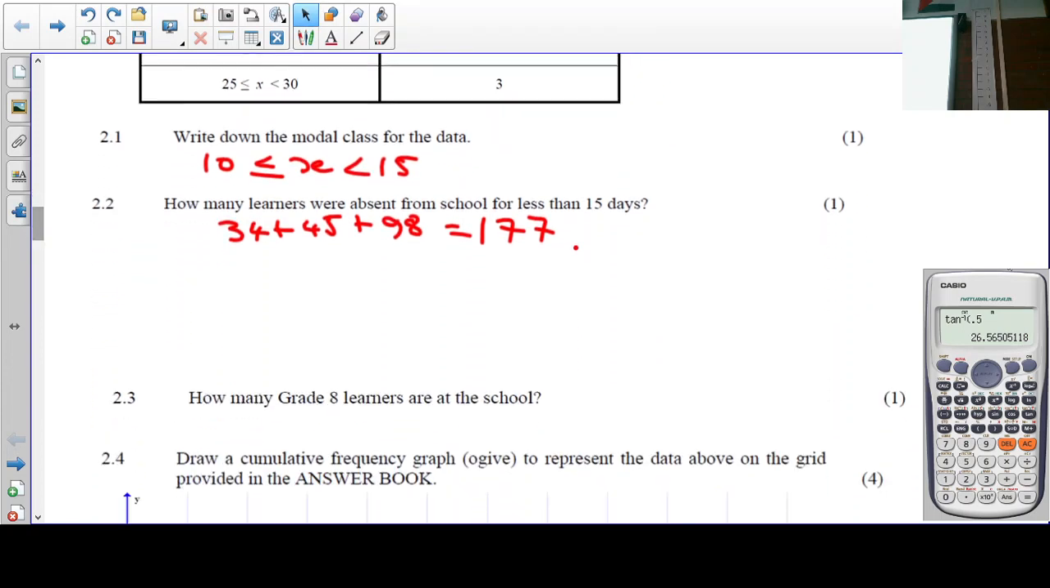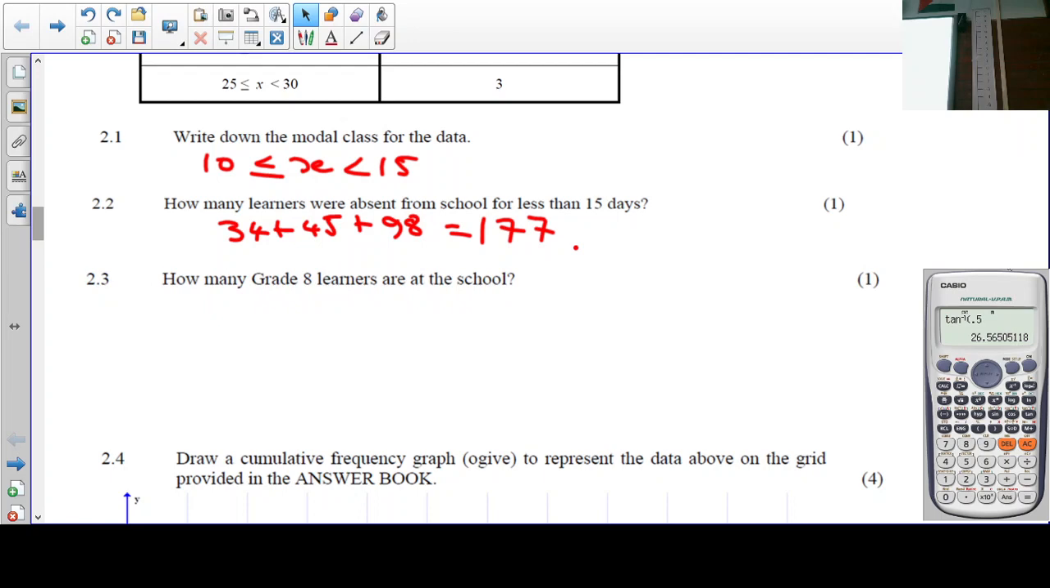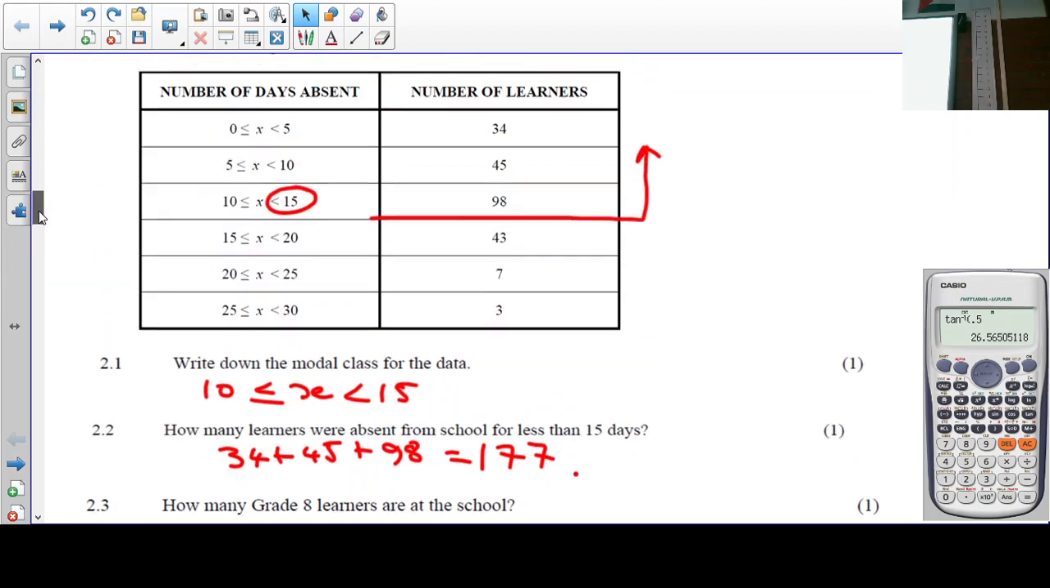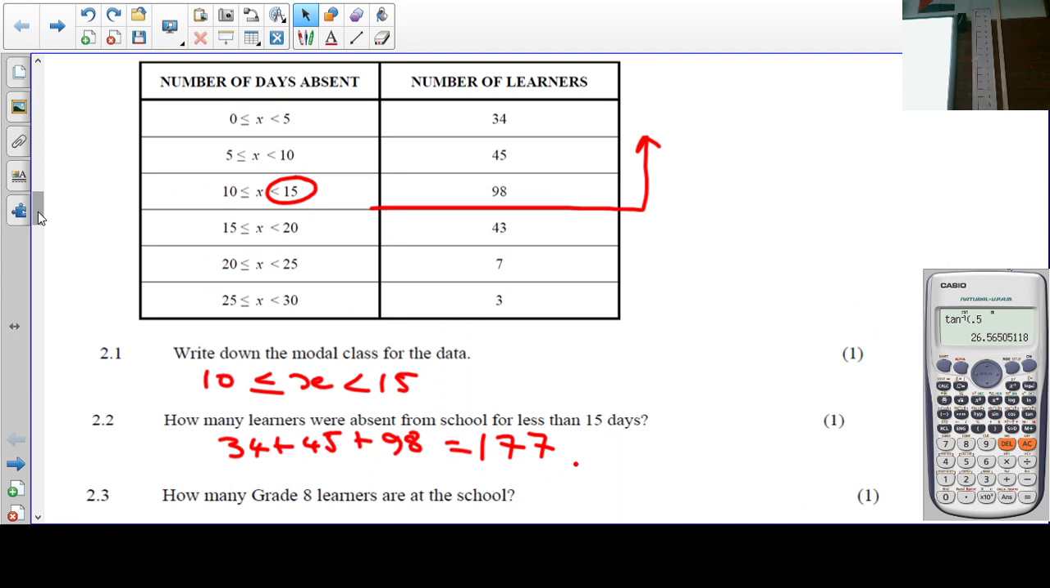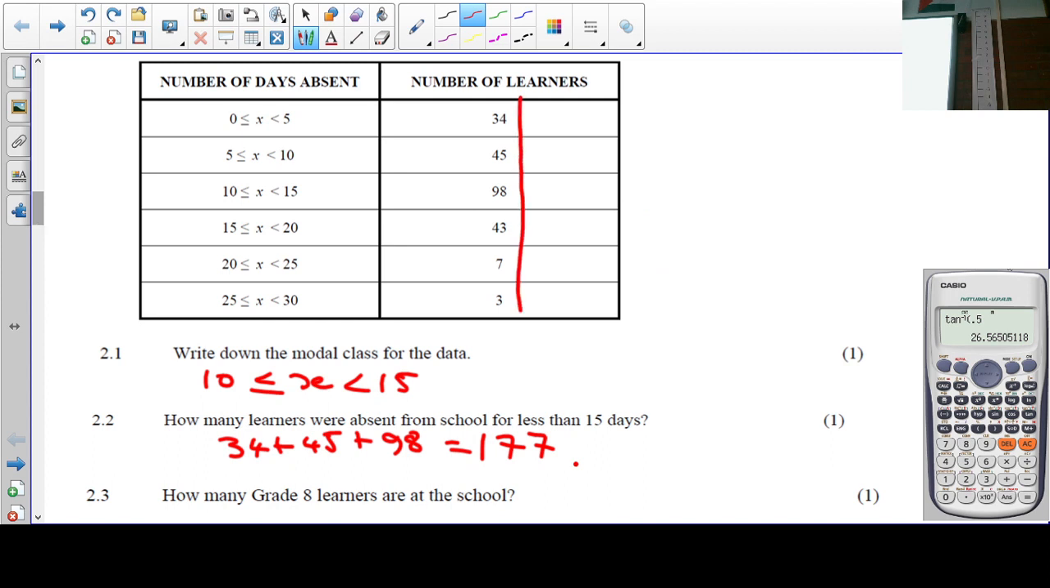Then, in question 2.3, they want to know how many grade 8 learners are at the school. So it's just the total of your frequency, not so? Okay, so we can total up the frequency, we can add these together, or we can form our cumulative frequency polygon. Remember this is your frequency here, your cumulative frequency. Now I'm sure we're going to need it for our ogive graph anyway.